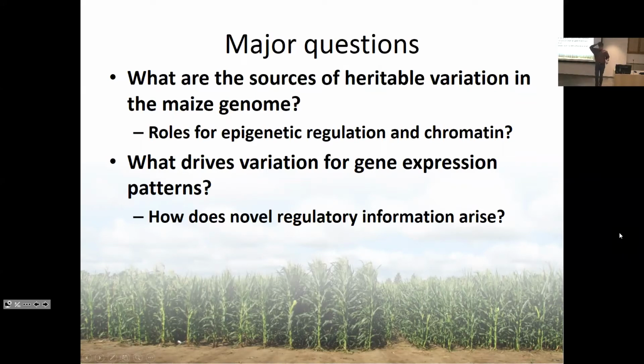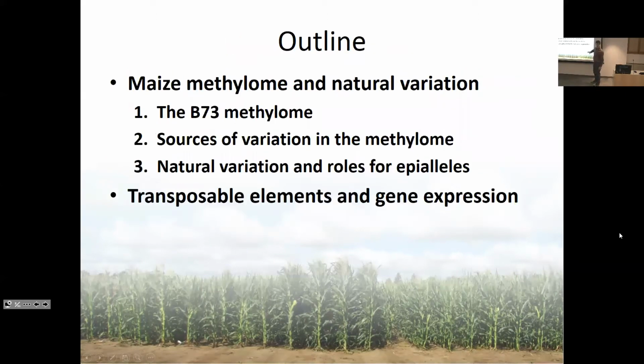So the first question is, what are the sources of heritable variation? So what information is there? What is the role for epigenetics and chromatin beyond the genetic variation we think about? And second, what is it that would drive variation for gene expression patterns? In particular, what are the sources of novelty? If we say that expression levels of genes are important for controlling traits or responses to the environment, how is it that you would gain new responses to an environmental cue? I will spend lots of time on this first one, and I hopefully will get to the second one.